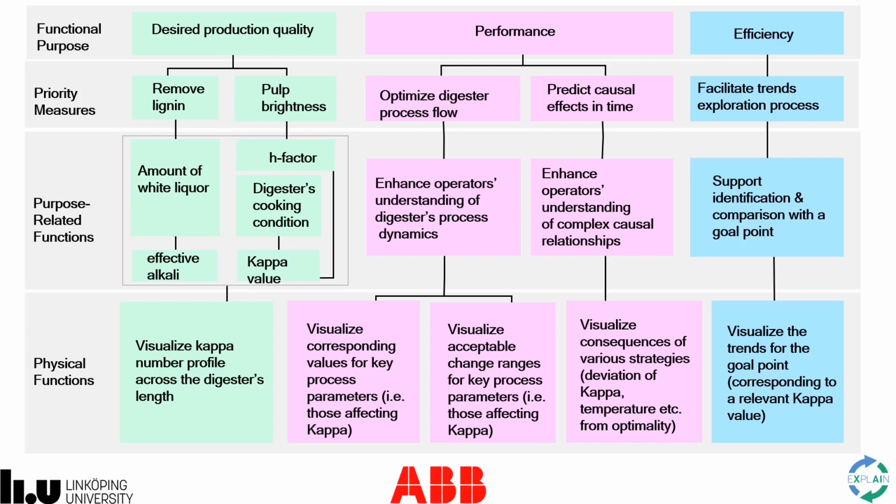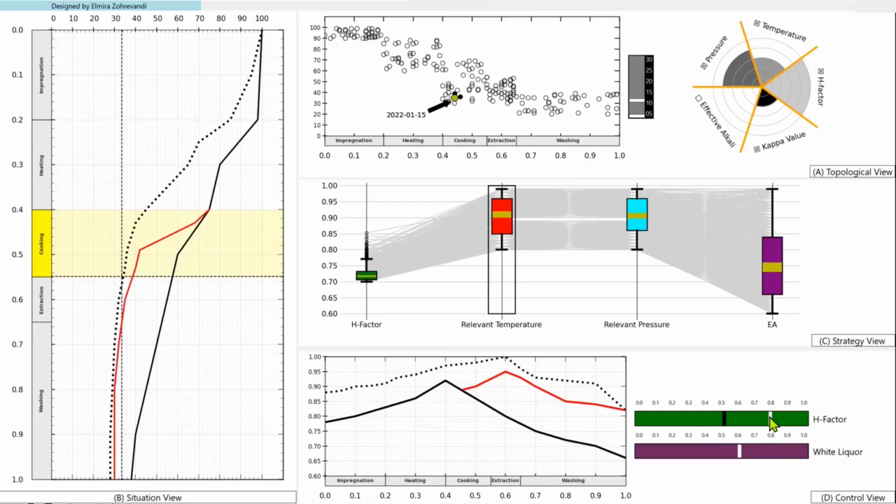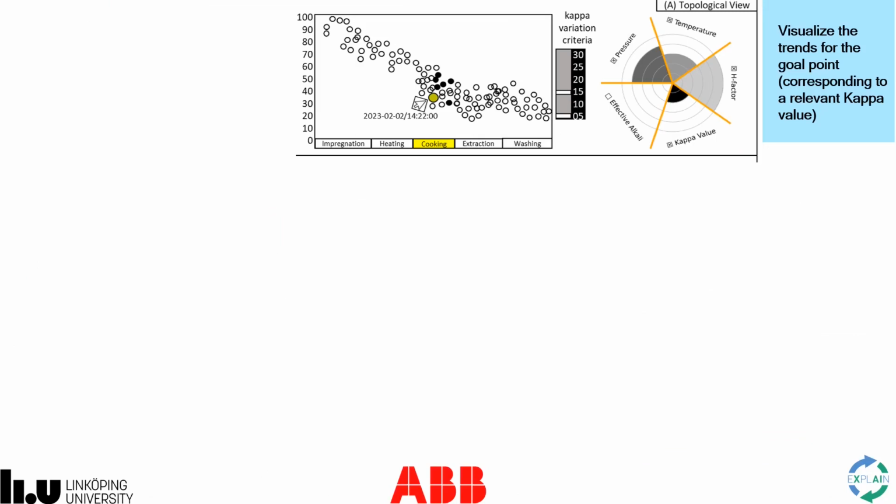Now I'm going to present to you the linked view interface, which is the outcome of the work domain analysis and aims to support each individual function that was obtained in the fourth level of the WDA. The linked view interface contains four connected views. Following the WDA requirement to visualize the historical trends for the goal point, the topological view enables interaction with a machine learning classifier, which visualizes the historical data points. And these data points have been found most similar to the current situation.